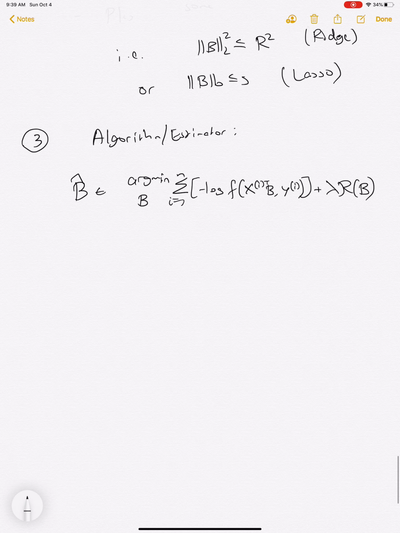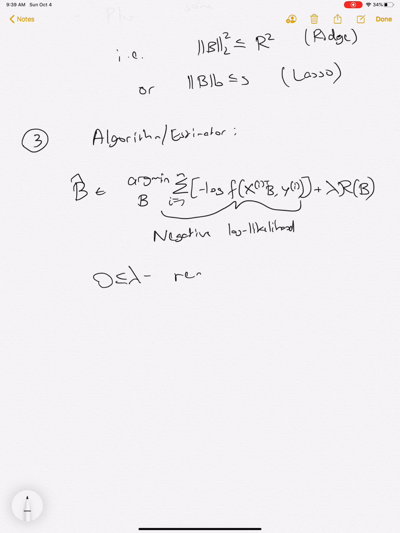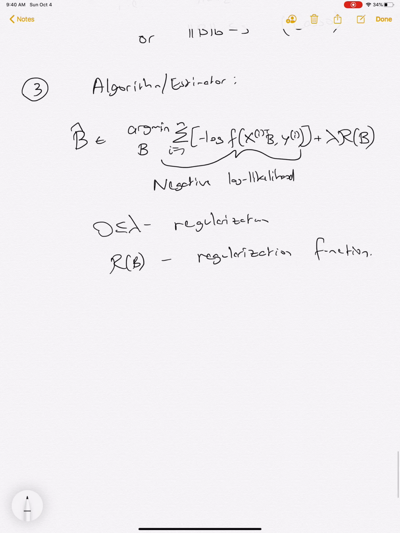Okay, so this is the negative log likelihood. Then lambda was this regularization parameter, so lambda bigger than or equal to 0 was this regularization. And R of beta was this regularization function.